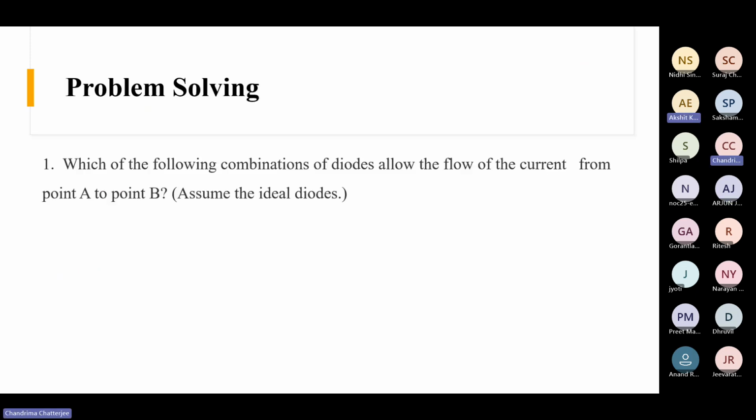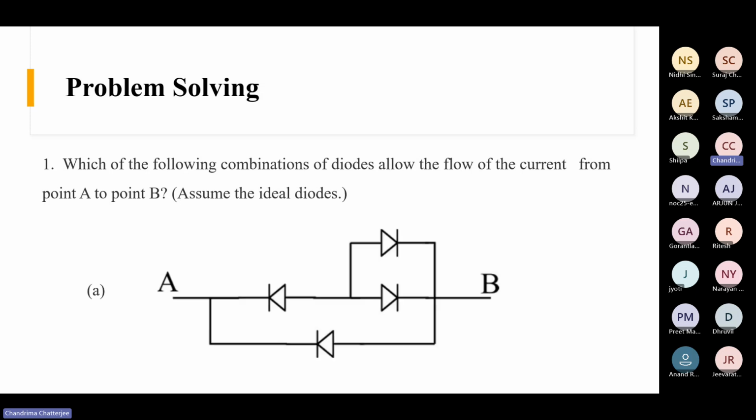So the first question is, there will be some combination of diodes, and there is one point A and another point B. You will have to tell for which combination the current can flow from point A to point B, right? So the first option is this. What do you think? Can current go from point A to point B in this combination? No, ma'am. No, right?